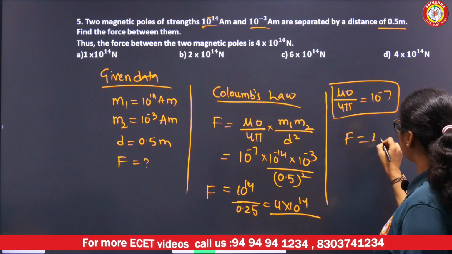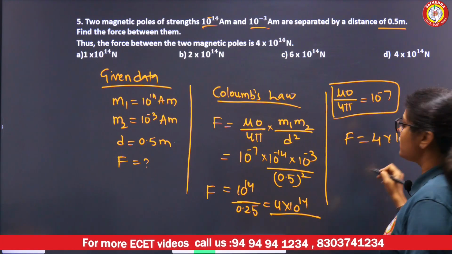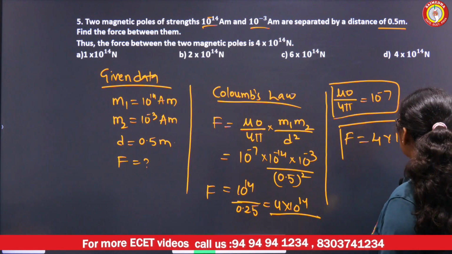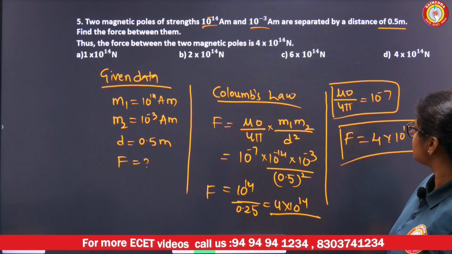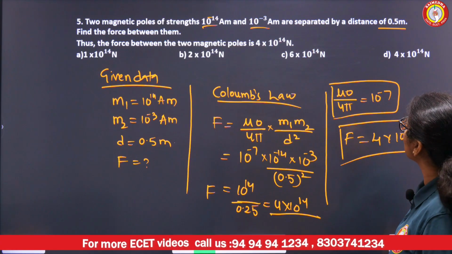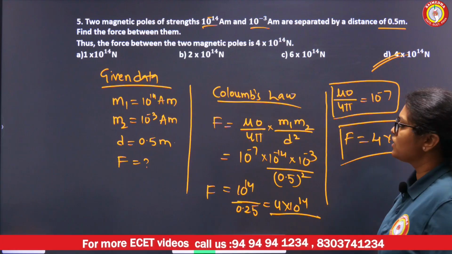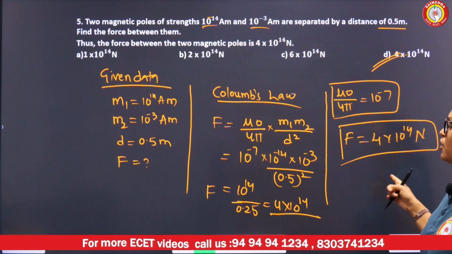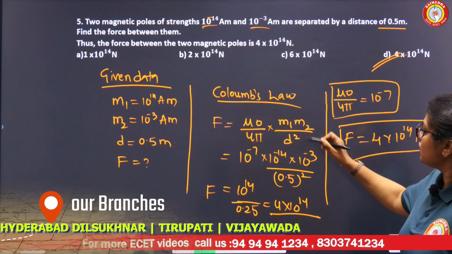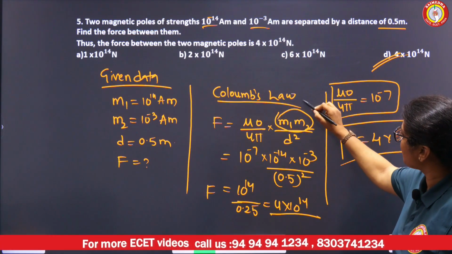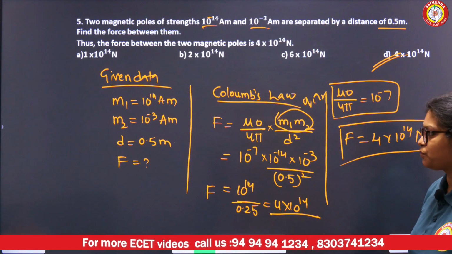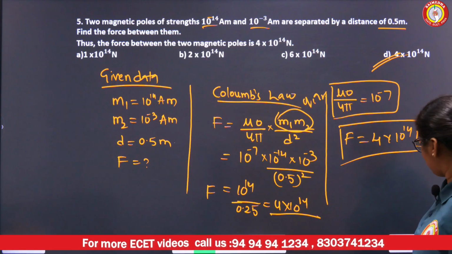Okay, now what is the answer? 4 into 10 power 4. What is the unit of force? Newton. So the answer we get is that F is equal to 4 into 10 power 4 Newtons. So option D is the correct answer. Clear? In this way we have to solve this problem. If the same problem is given in electrostatics with charges, then in the place of m1 and m2 we place Q1 and Q2, so it is Q1 into Q2. Clear? So we'll solve one more problem.